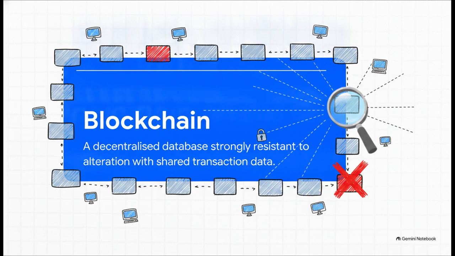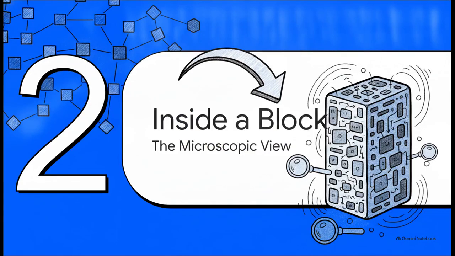And that strongly resistant to alteration part, that is absolutely crucial, because there isn't one central server. A hacker can't just break into one database and secretly change a record. To pull that off, they'd literally have to change the record on every single computer on the network at the exact same time. Moving on to Section 2, inside a block.